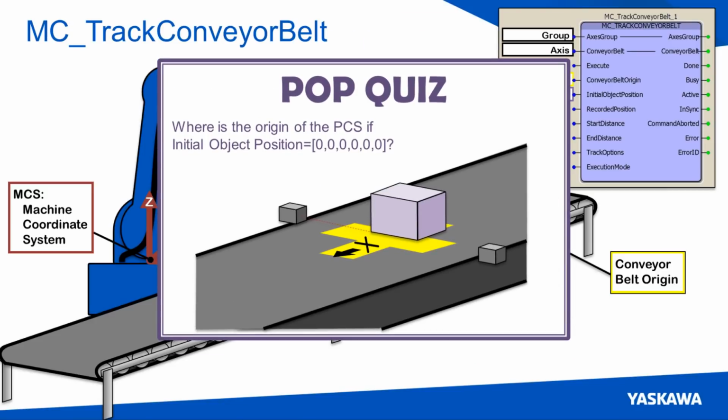Based on what I just told you, if I set my initial object position to 0, 0, 0, 0, 0, 0, and I trigger this MC track conveyor belt, where is the origin of the part? Take just a few seconds to think about it. Well, I said that the origin of the part is relative to the center of the conveyor belt origin. So if I have 0, 0, 0, 0, 0, 0, then it must be right at the conveyor belt origin.